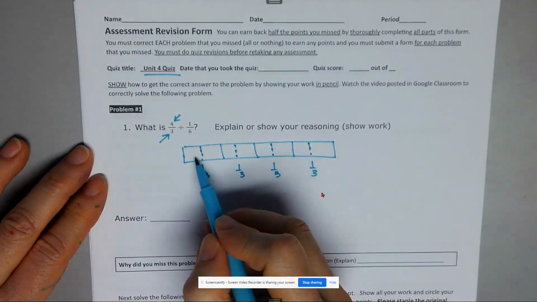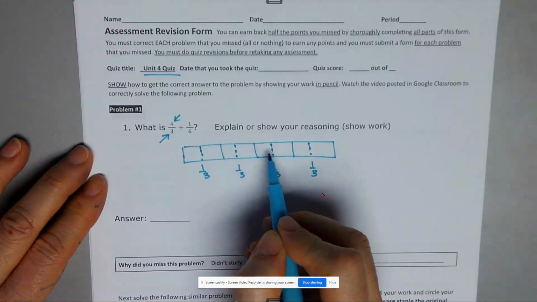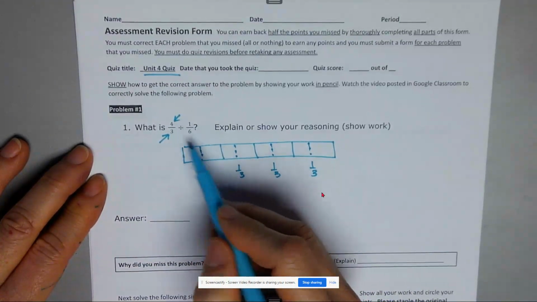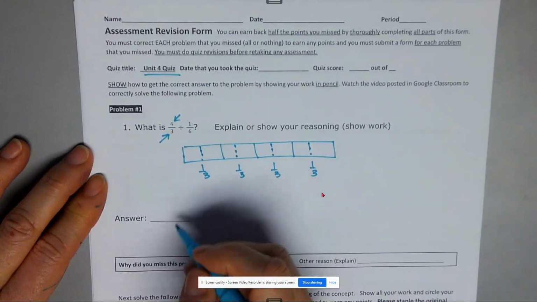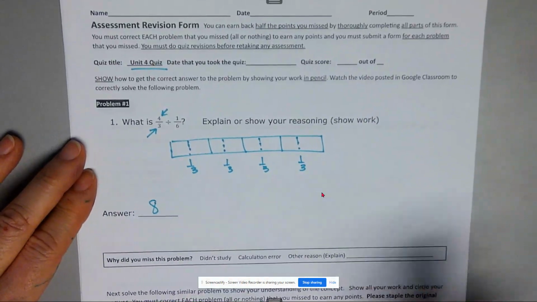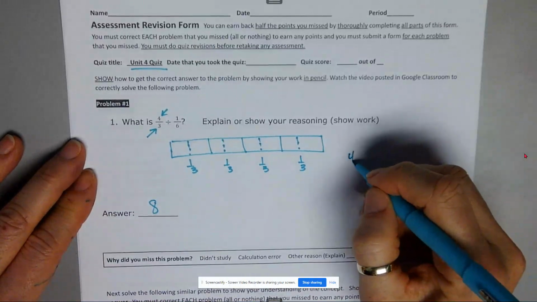how many pieces do I have? 1, 2, 3, 4, 5, 6, 7, 8. So I have 4/3 made into groups of 1/6. I end up with 8 pieces. Now, some of you are working with the algorithm, so I'm going to show that way too.